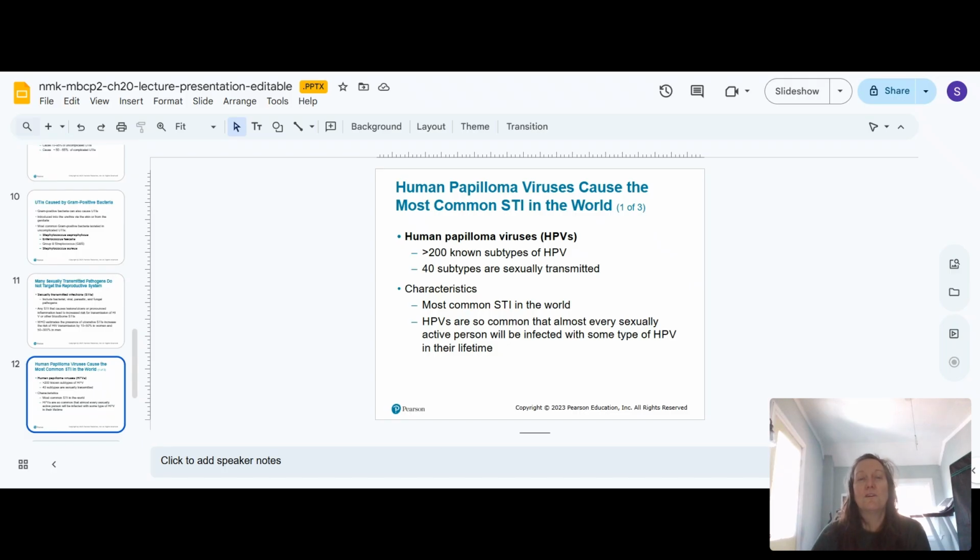Okay. So the human papillomavirus, this is one that includes a variety of serovars, and these cause the most common sexually transmitted infections in the world. HPVs are very common. There are over 200 known subtypes, so this is a very big group. And about 40 of those subtypes are sexually transmitted. They're so common that almost every sexually active person will be infected with some type of human papillomavirus in their lifetime.